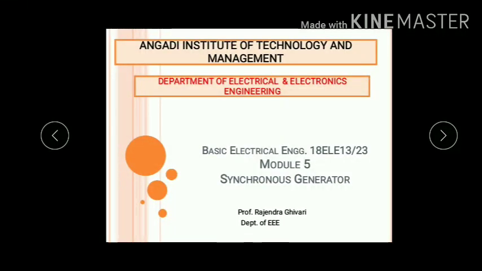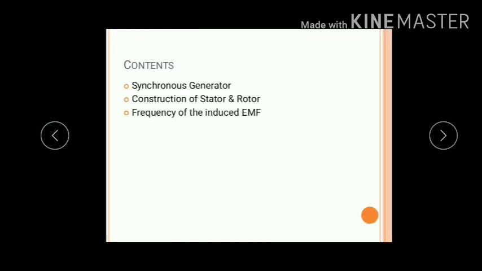Hello everyone, today we will be looking at Module 5, Synchronous Generator. Contents to be covered: Synchronous Generator Introduction, Construction of Stator and Rotor, Frequency of the Induced EMF.